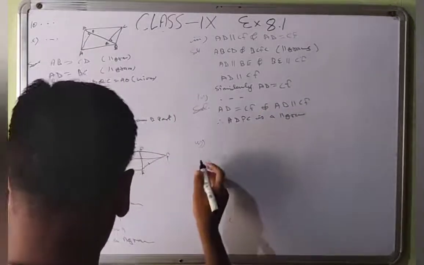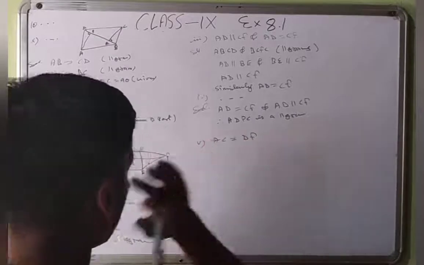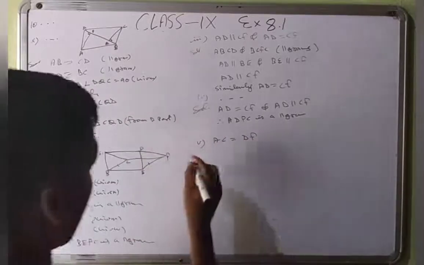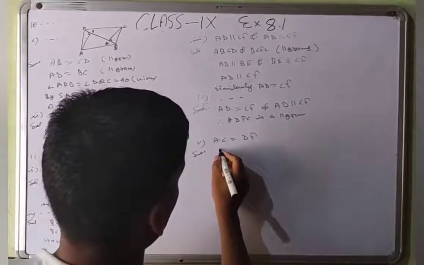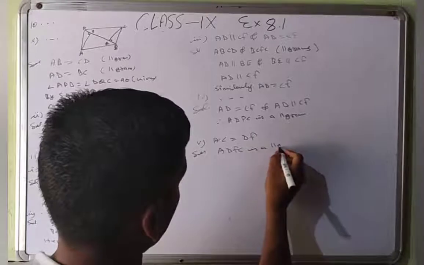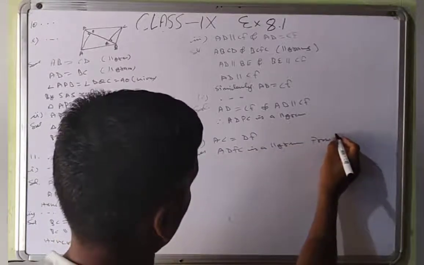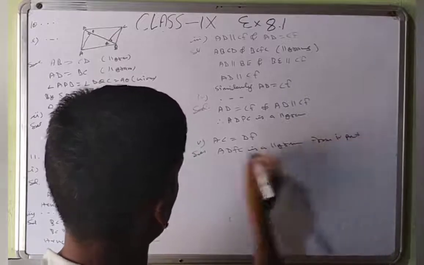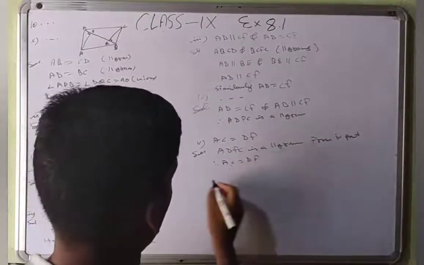Now the fifth part, that AC is equal to DF. So ADFC is a parallelogram from the fourth part. So AC is equal to DF.